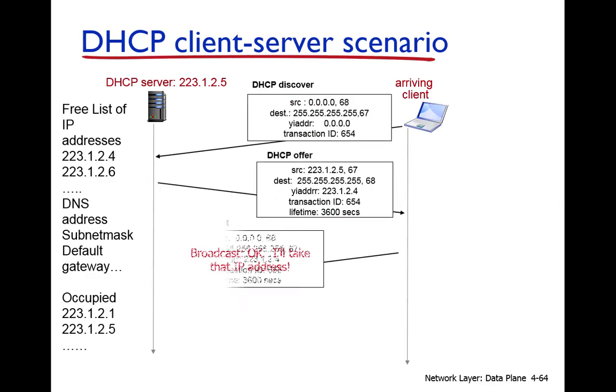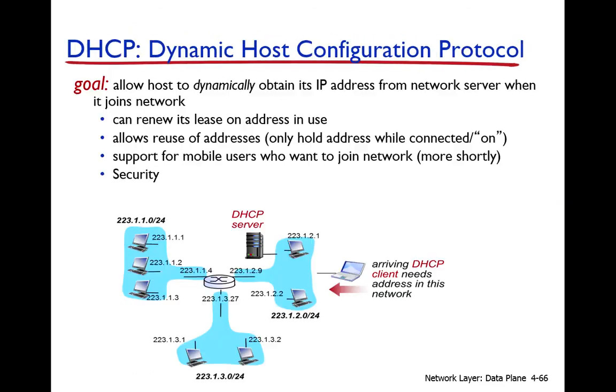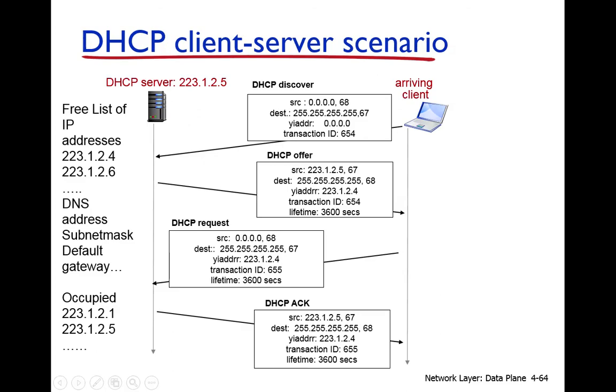Now we are going to see how the DHCP protocol works. Basically, the functionality of the DHCP protocol is that it allows a host to dynamically obtain an IP address from the network server when it joins. Okay, and as I have discussed, the advantage is that it can renew its lease on the address in use. We have discussed that when an IP address is assigned to a host, that IP address has a lifetime.